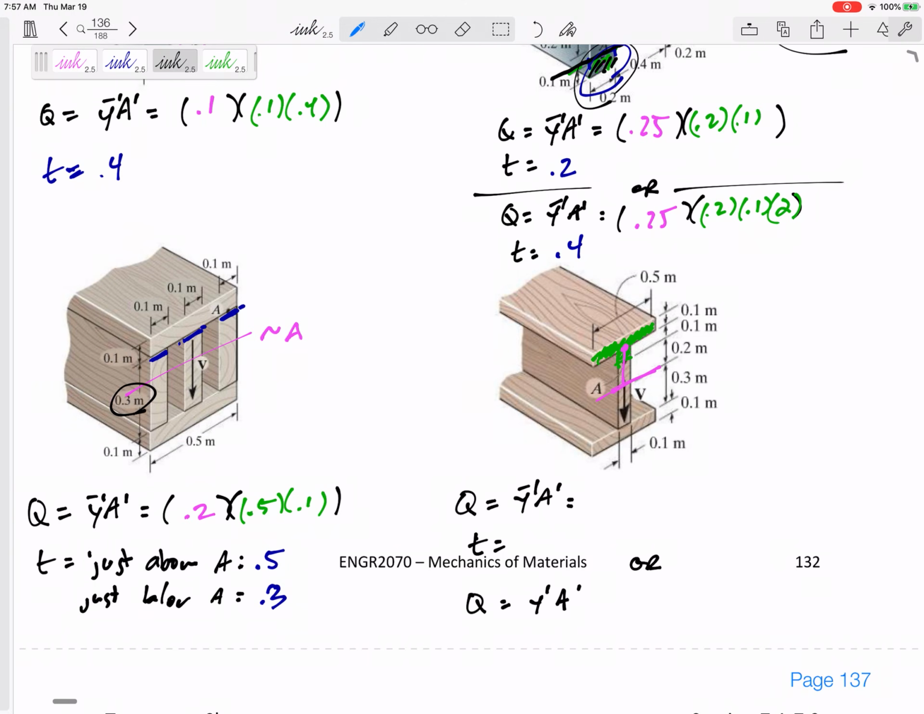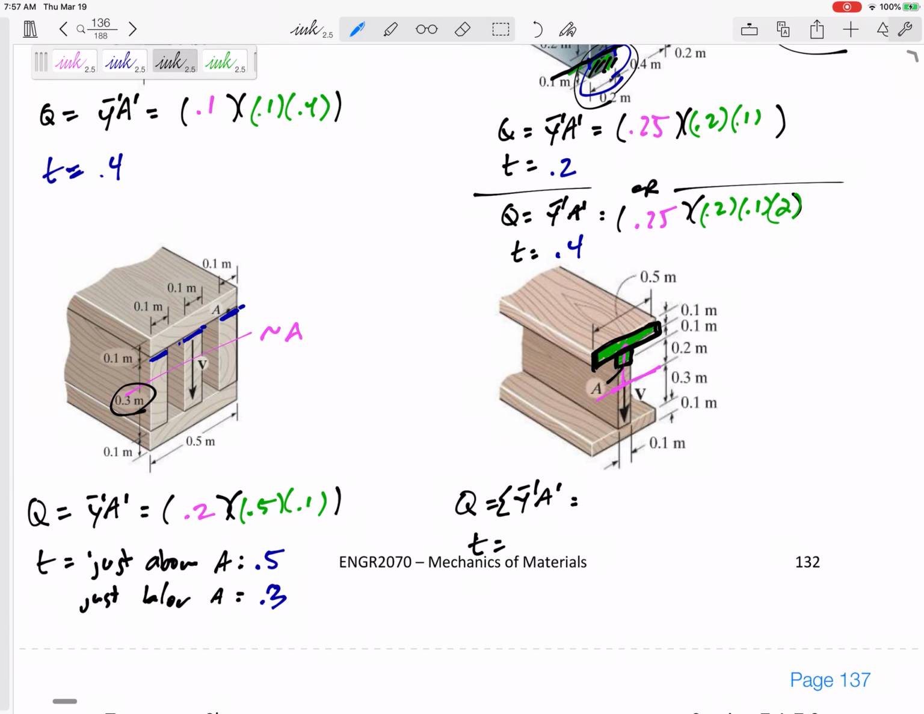You can just break this up into two rectangles, and you can find the y bar prime A prime of one and the y bar prime A prime of the other rectangle. All right, so that's what we're going to do. So I'm not going to do it the old way, although you could and you'd get the same answer. I'm going to sum up the y bar prime A prime of each area A prime past the point A that I'm looking for.